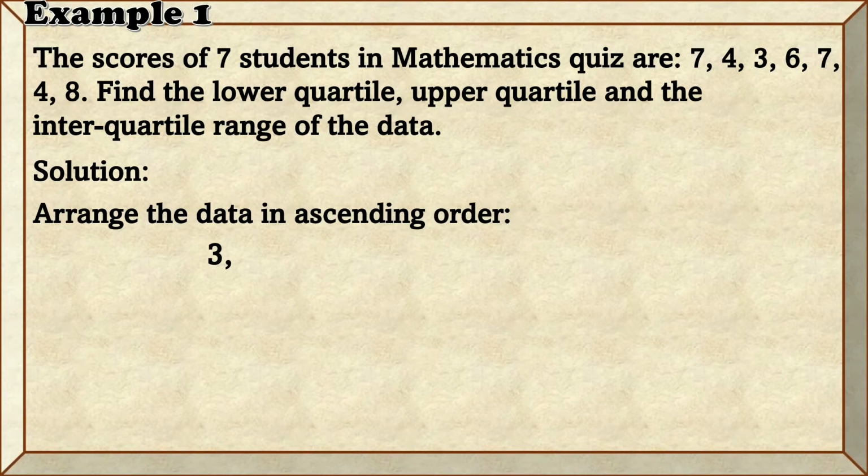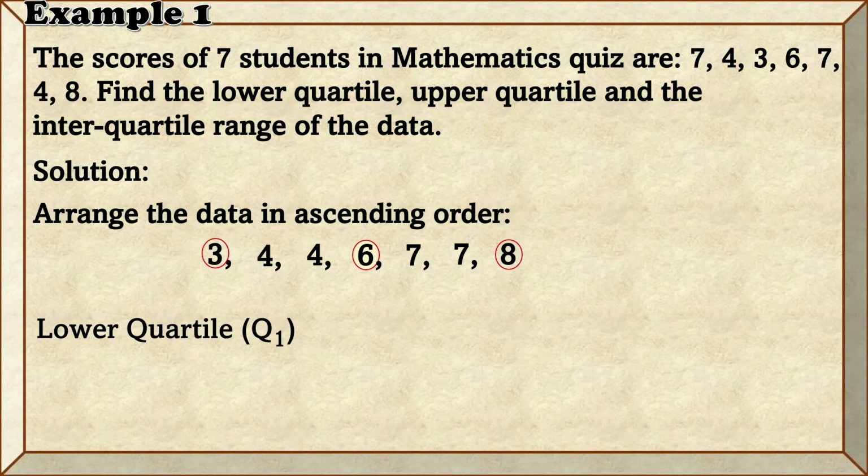Since the least value in the given data is 3, so we have 3. The next is 4. So dalawa yung 4, dalawang 4 din ang ilalagay natin. The next is 6. Then yung 7, meron tayong dalawang 7, so 2 times din natin ilalagay yung 7. Then 8. The least value is 3 and the greatest value is 8. Since the given data is 7 values, the median or middle value in the data is 6.